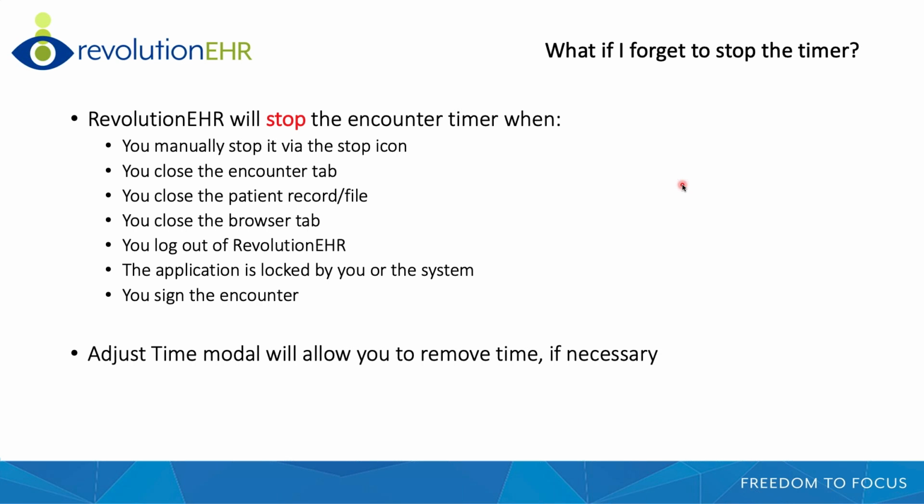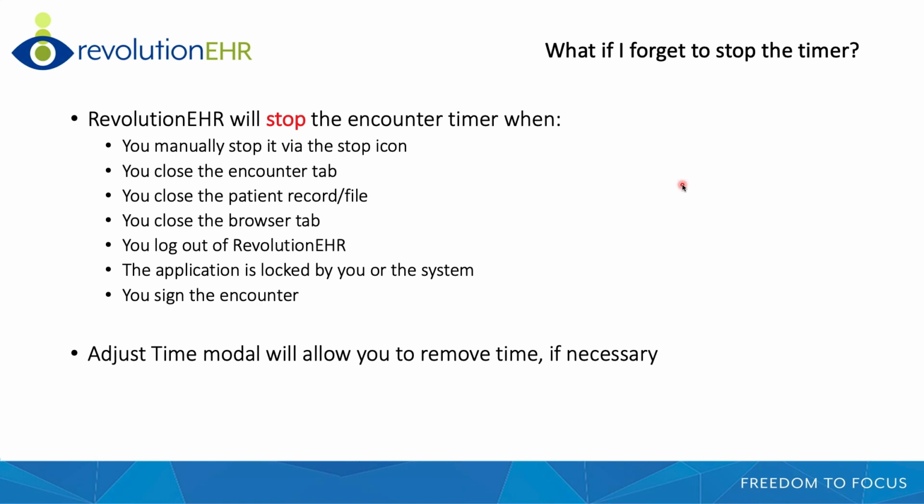Now, as we talk about timers, there's naturally going to be some questions about, well, what if I forget? What if I forget to stop the timer? We're going to automatically stop it in a number of scenarios for you. One, this isn't really automatic, but if you manually stop the timer by the stop icon, it should make sense that Revolution EHR will stop the timer for you. But if you forget to do it that way, the events listed below will automatically stop it for you. So you close the encounter tab, you close the patient record or file, you close the browser tab, you log out of Revolution.